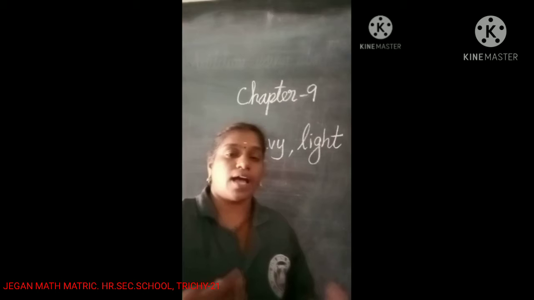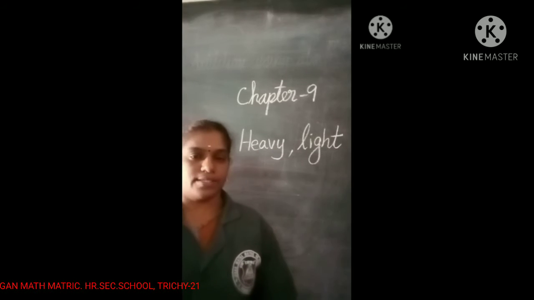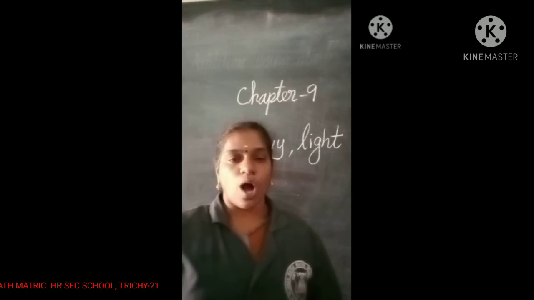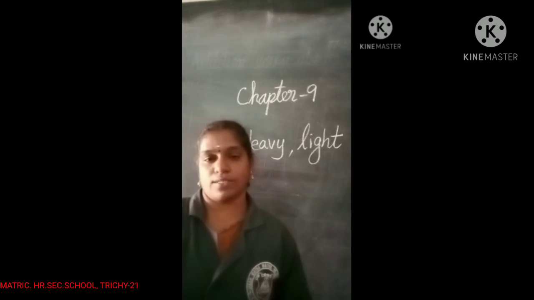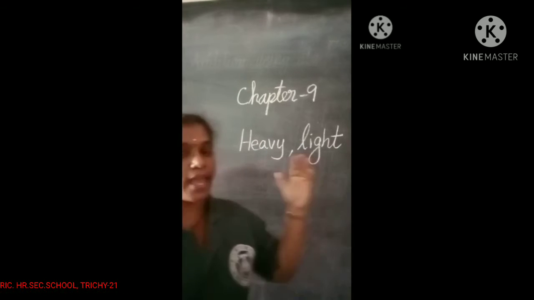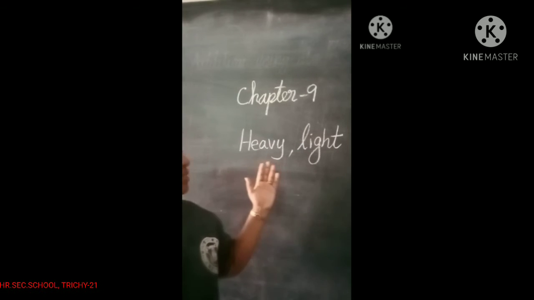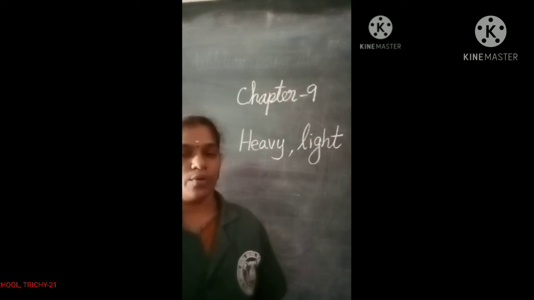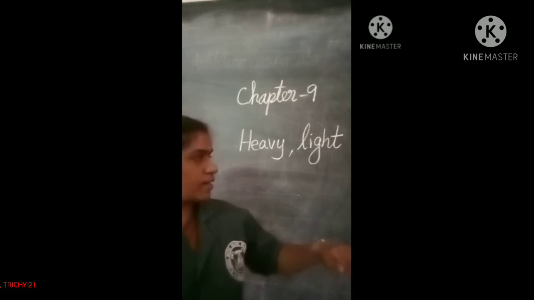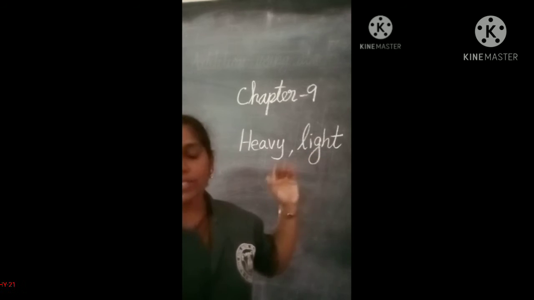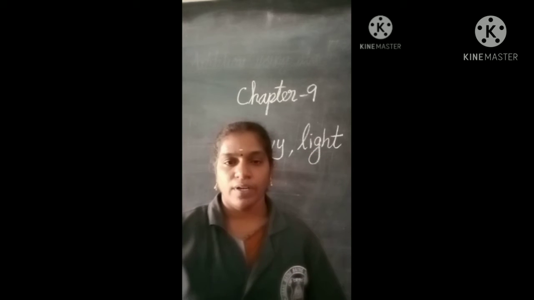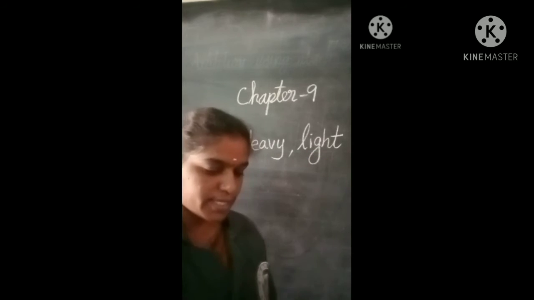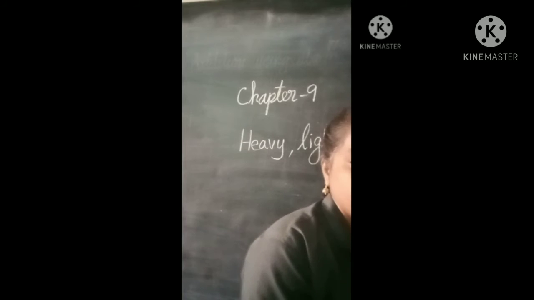Different objects have different weights. Some objects are more in weight, so they are called heavy objects. Some objects are less in weight, so they are called light objects. Shall we see some examples? Now listen here.